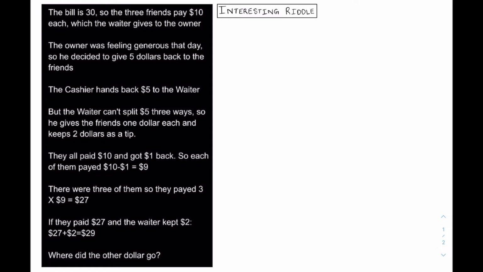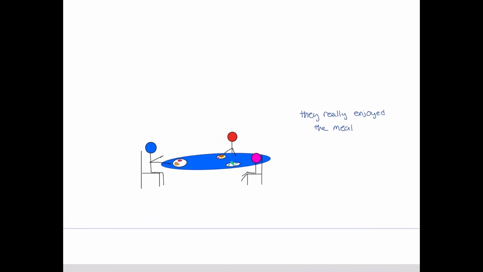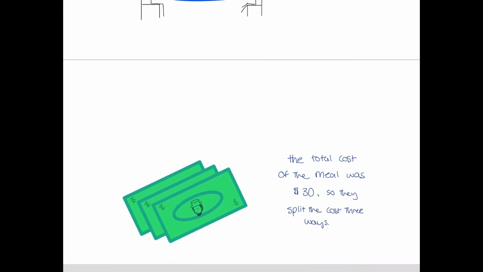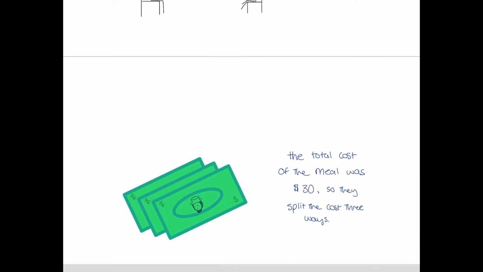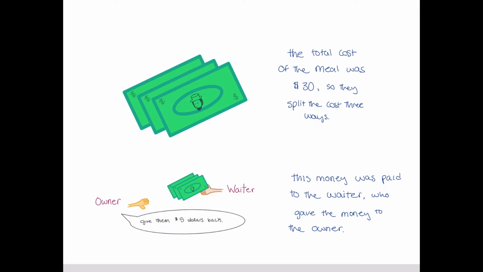Hi guys! Today we're going to be looking at a riddle that's really interesting and truly confused me at first. The missing dollar riddle. So, a group of three friends walked into a restaurant and had good food. They really enjoyed their meal, and the total cost of the meal was $30. And because there were three friends, they split the cost three ways so that each of them pays $10. Now, this money was paid to the waiter, who paid the money to the owner.